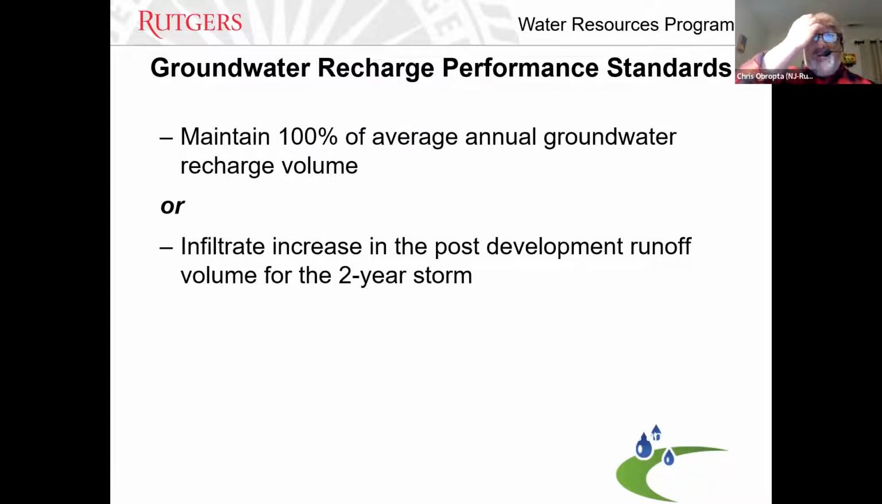Groundwater recharge requirements: you have to maintain 100% of your annual average groundwater recharge.